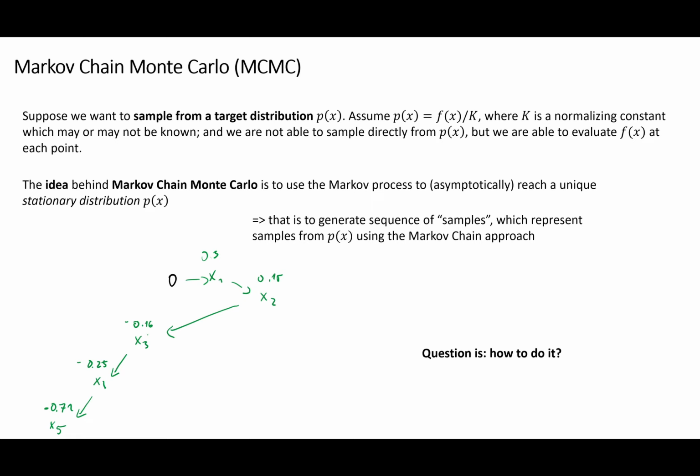Now the idea behind Markov chain Monte Carlo is to use a Markov process to asymptotically reach P(x). And what does it mean? That we want to generate this array, this list, this sequence of samples from P(x) using the Markov chain approach, and we hope that it will basically represent this P(x). And the question, of course, is how to do it.